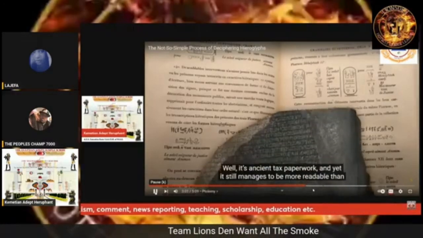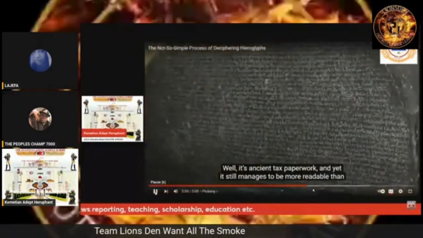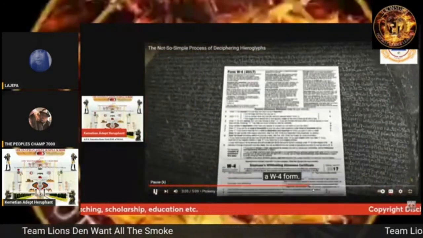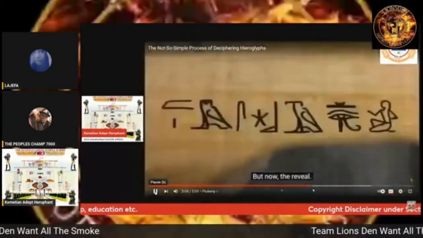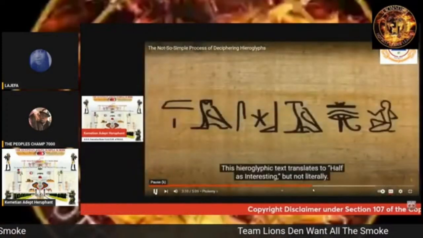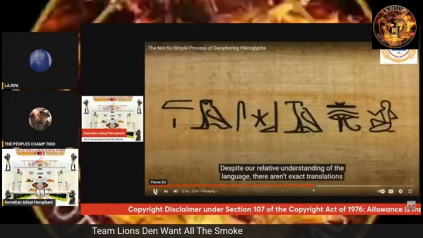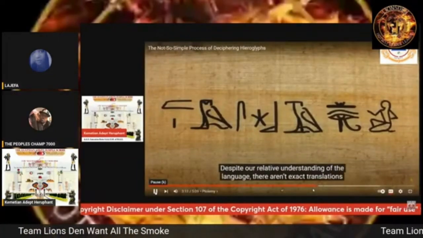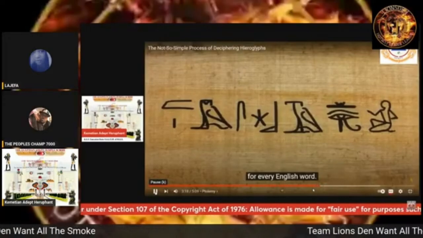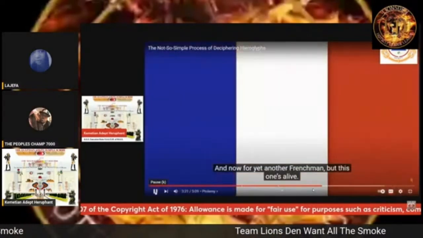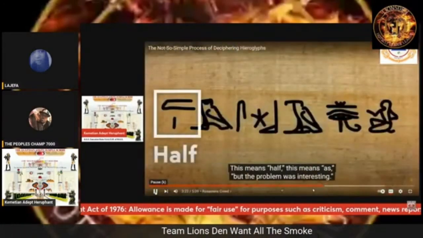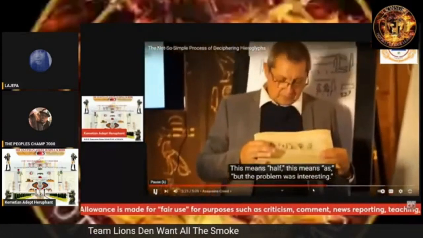About? Well, it's ancient tax paperwork, and yet it still manages to be more readable than a W-4 form. But now, the reveal. This hieroglyphic text translates to half as interesting, but not literally. Despite our relative understanding of the language, there aren't exact translations of every English word. And now for yet another Frenchman. But this one's alive. This means half, this means as, but the problem was interesting.